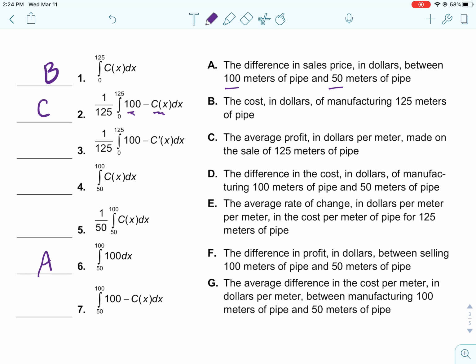Okay, for D, the difference in cost in dollars of manufacturing 100 meters of pipe and 50 meters of pipe. The difference in cost is going to be 7. I'm sorry, 4. 7 is still talking about profit. 4 is only talking about cost.